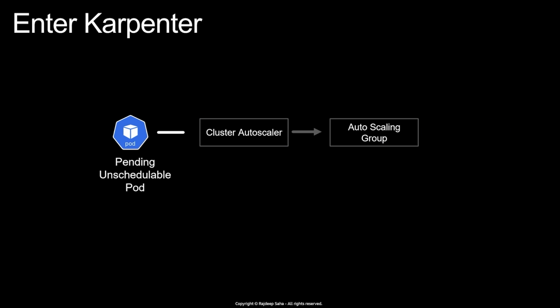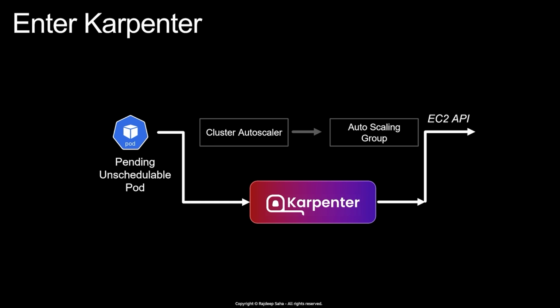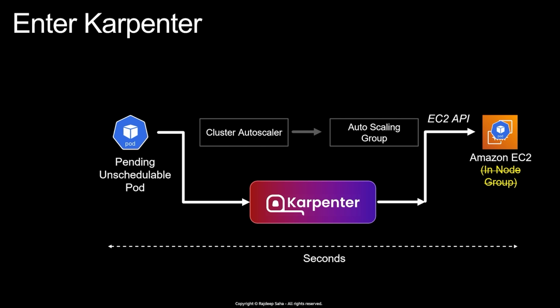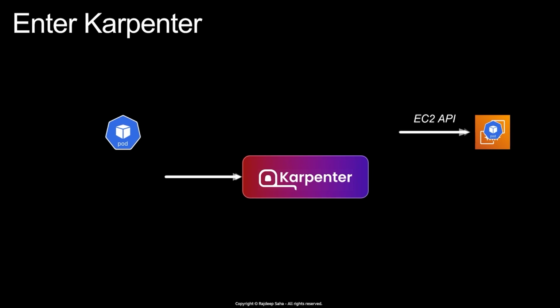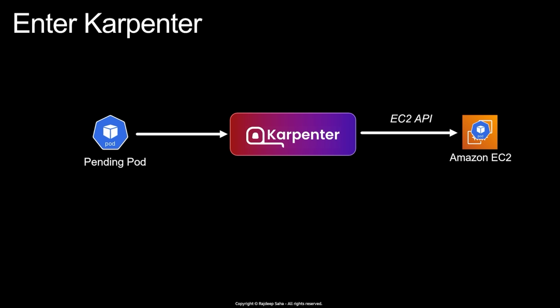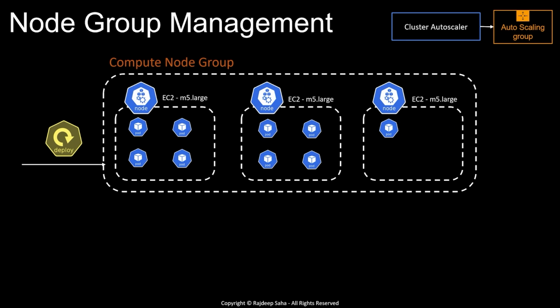Now let's take a look at Karpenter. Karpenter bypasses this whole node group and autoscaling group and directly calls the EC2 API in response to a pending unschedulable pod. And an Amazon EC2 is created and the pod gets scheduled there. Also, Karpenter does not need to use any node group. And because Karpenter directly invokes the EC2 API, the process from pending unschedulable pod to provisioning an EC2 takes seconds instead of minutes. Now the bigger challenge with cluster autoscaler is node group management.